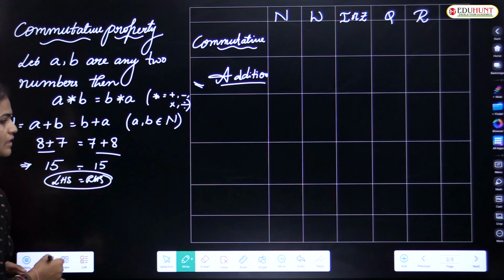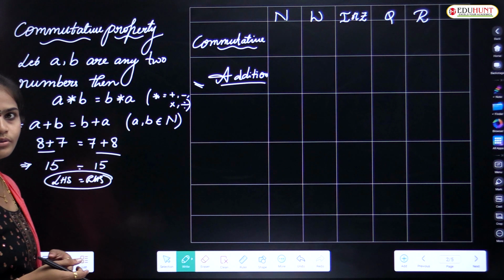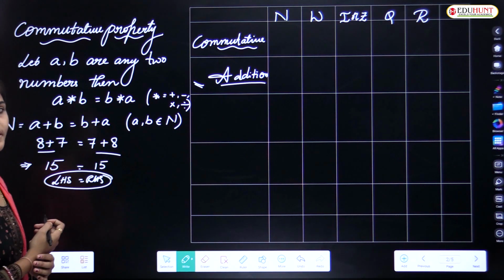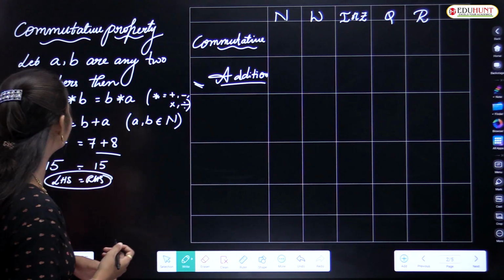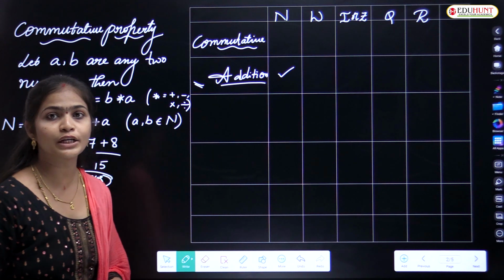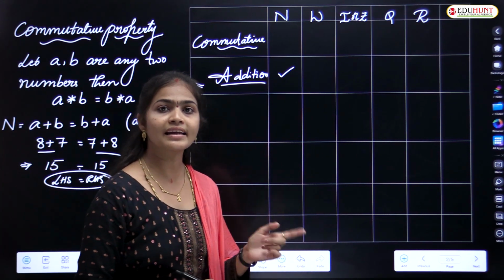LHS means left hand side value is equal to right hand side value. So in this case it is satisfying, no? So in addition it is satisfying. So natural numbers are commutative under addition. Natural numbers are commutative under addition.